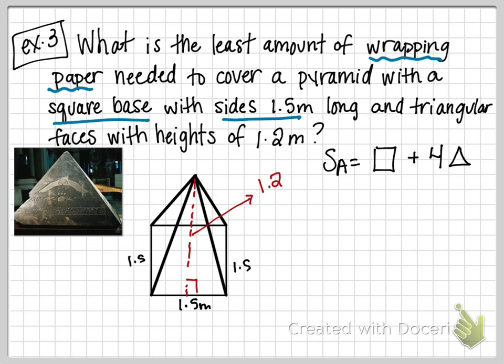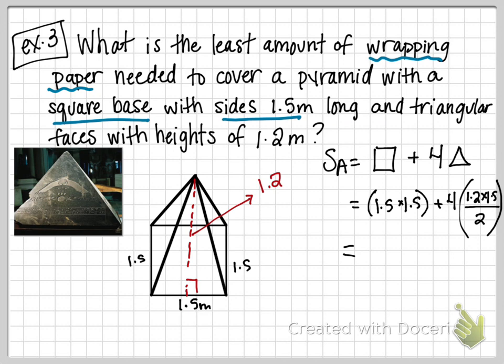How do we find the area of the square? 1.5 times 1.5, plus 4 times the triangle. How do we find the area of the triangle? Good. 1.5 times 1.2, base times height, divided by 2. This is getting real smushed over there.